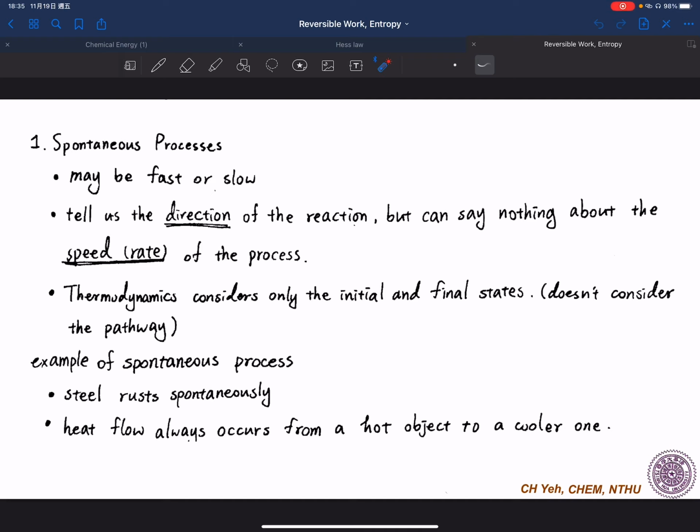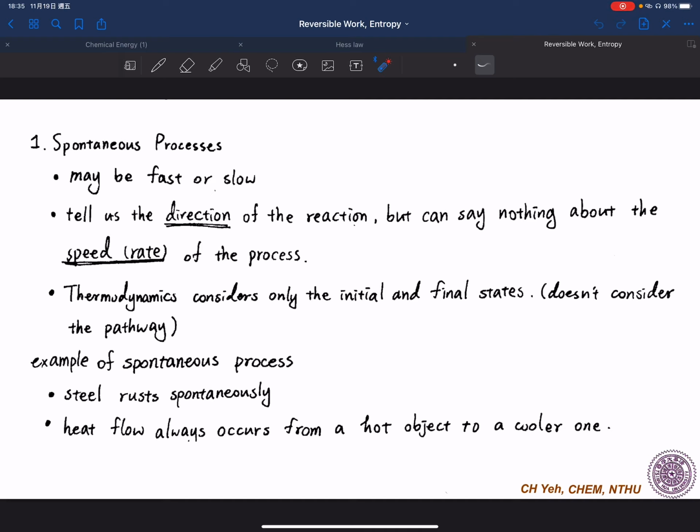Let's review a little more about the spontaneous process. All we are concerned about is whether it will happen or not. Well, it happened. We do not care if it is fast or slow.